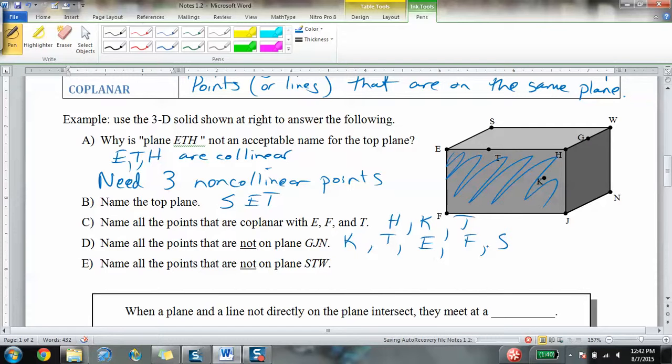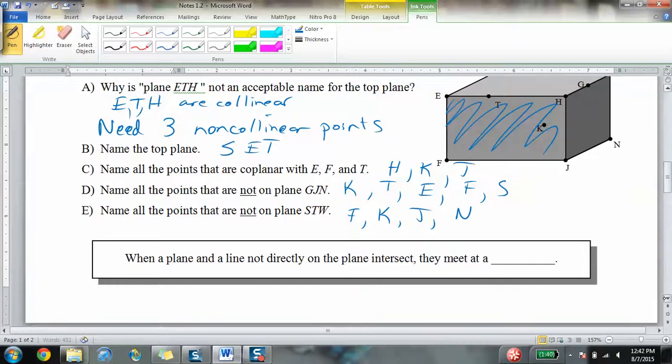Name all the points that are not on plane S, T, W. Well, S, T, and W are all on the top of the box, so that means I'm naming that top plane. So I need to name all the points that are not touching the top plane. So that would be F, K, J, and N.